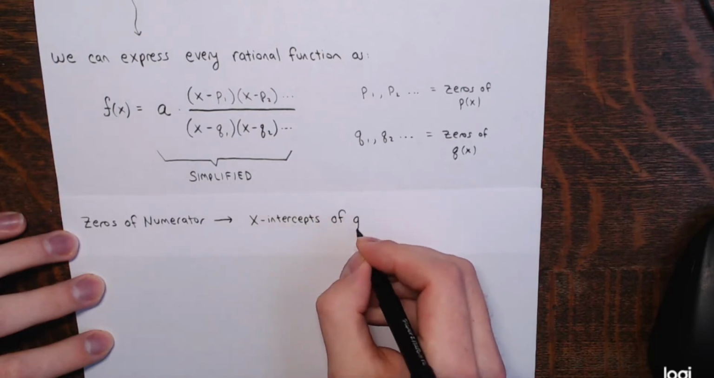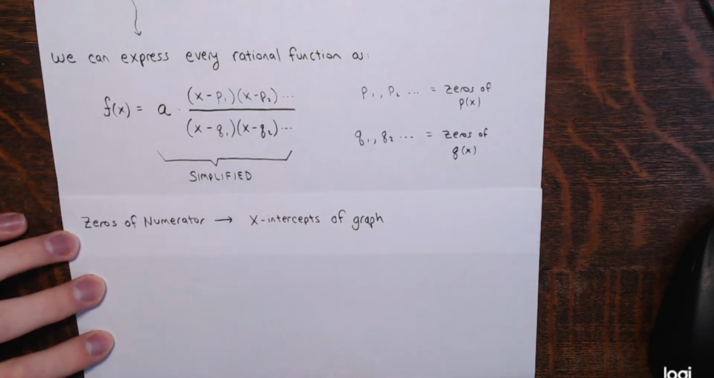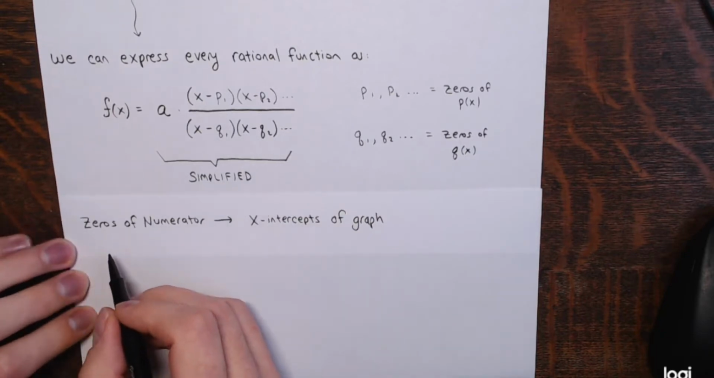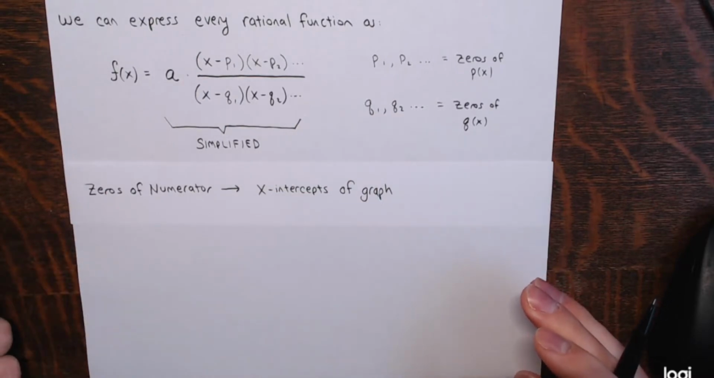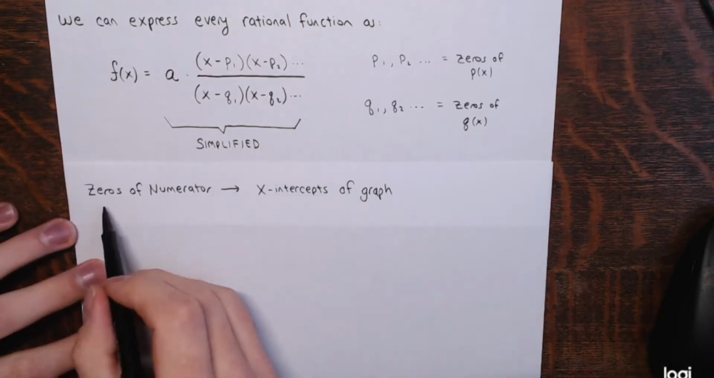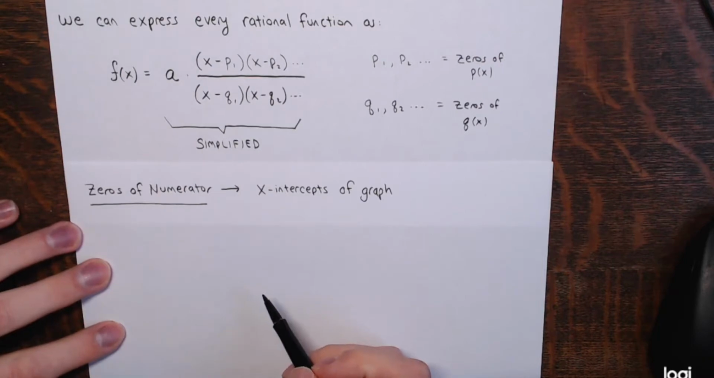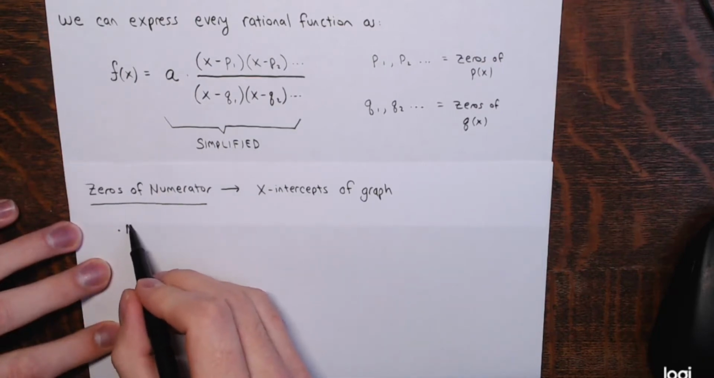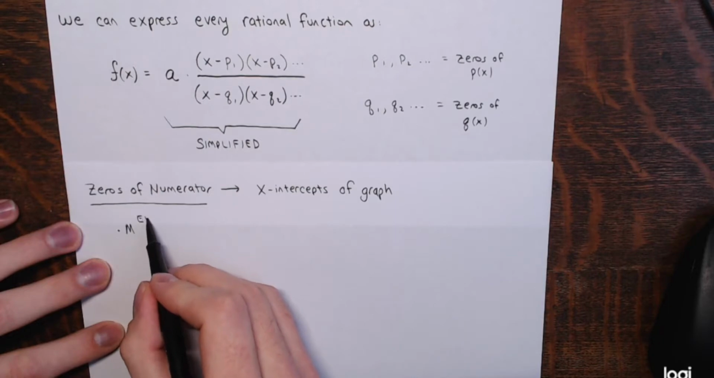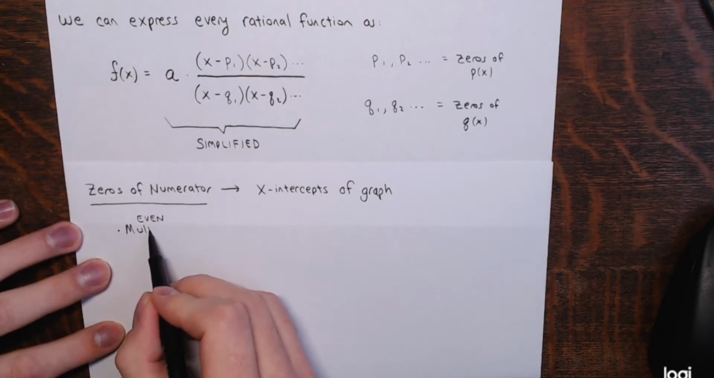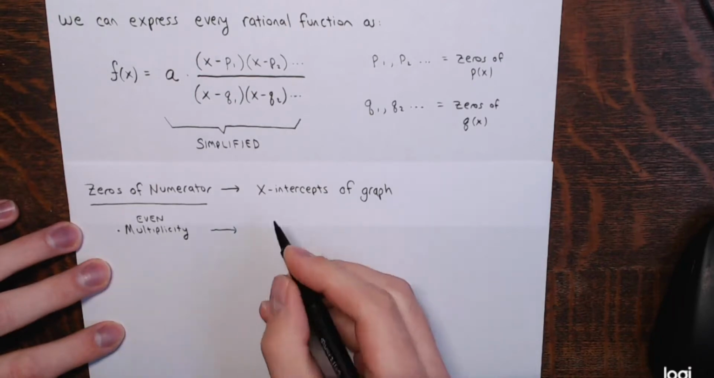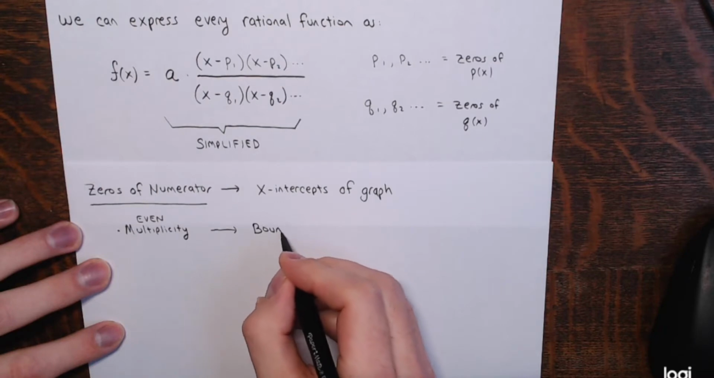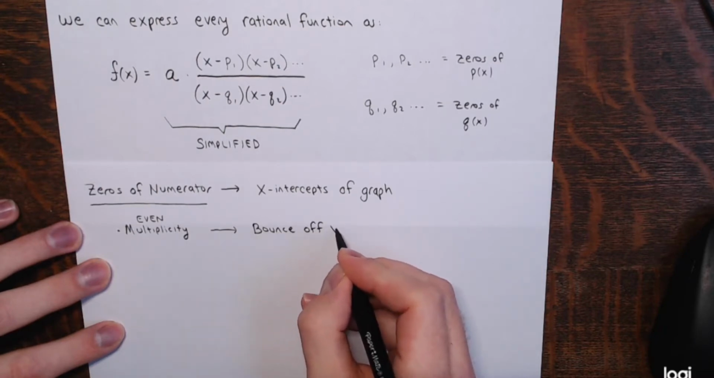All right, so where is the graph hitting the x-axis? And we also need to look at the multiplicities of these zeros. Now that should also be a familiar word to you from earlier in chapter 5. So if you're looking at the zeros of the numerator, talking about the x-intercepts, if it's a zero with an even multiplicity, then the graph will bounce off. Remember, the graph bounces off the x-axis at that x-intercept.